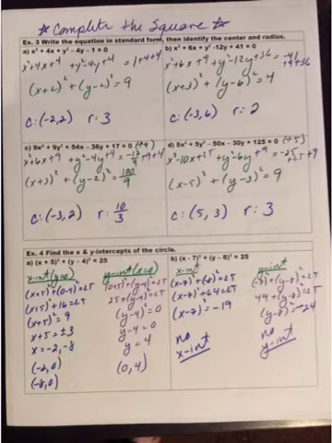Subtract 5 from both sides. Well, 3 minus 5 is negative 2. Negative 3 minus 5 is negative 8. So my two x-intercepts are negative 2, 0 and negative 8, 0.